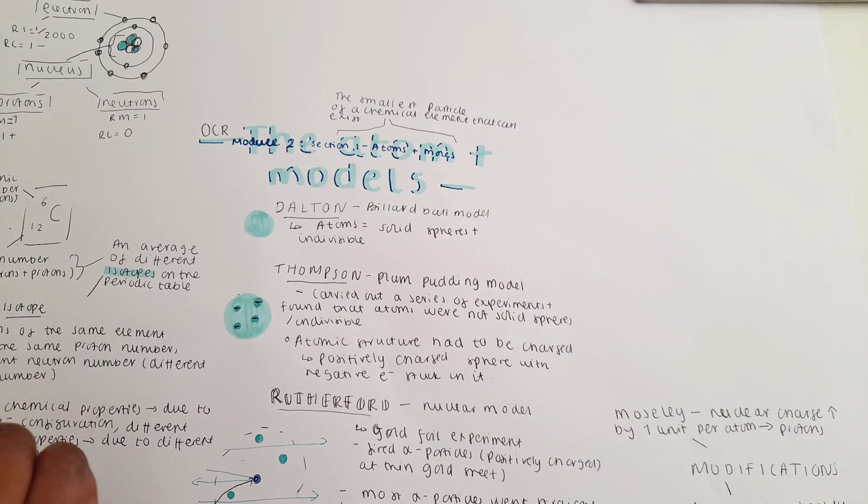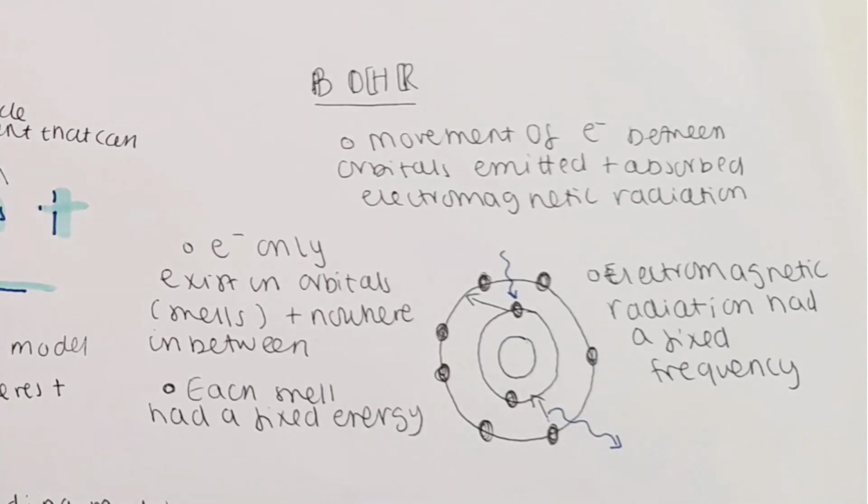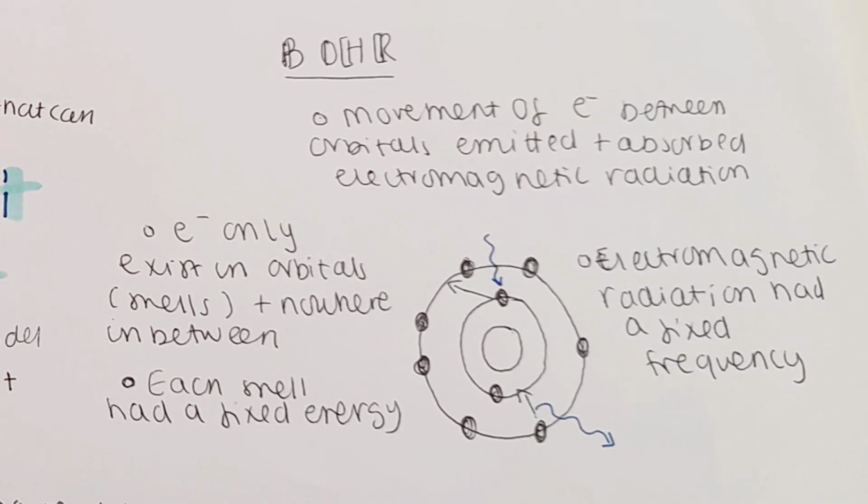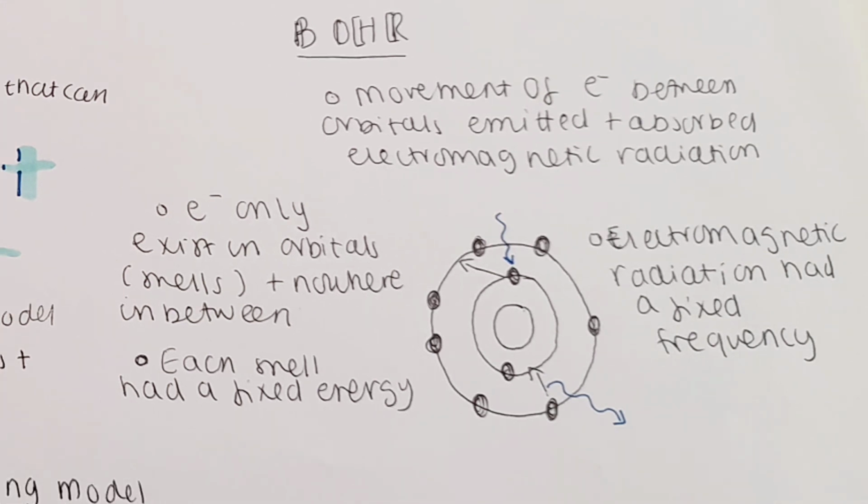So Bohr developed a new model. In his model, he believed that electrons only existed in orbitals, which are shells, and nowhere else in between, and each shell had a fixed energy, and the movement of electrons between these orbitals emitted or absorbed electromagnetic radiation, and the electromagnetic radiation had a fixed frequency.